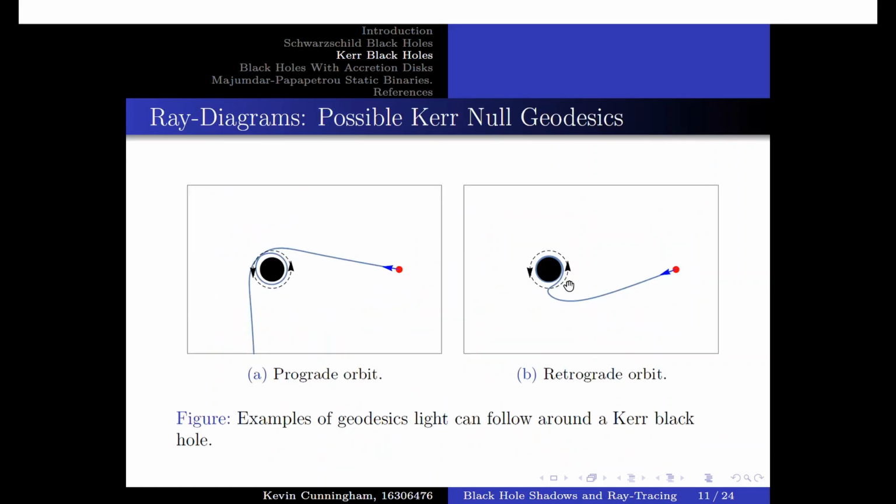So our geodesics in Kerr spacetime are going to look a little bit different. For light traveling prograde with respect to the black hole, so traveling in the same direction as the black hole spin, it can get a little boost as it travels past. On the other hand, if light is traveling retrograde, so against the spin, if it gets too close to the black hole, it's going to be forced to change direction to travel in the same direction as the spin.